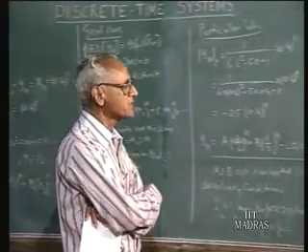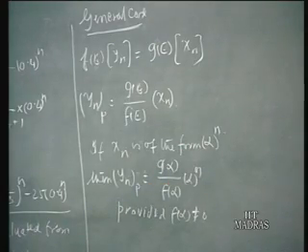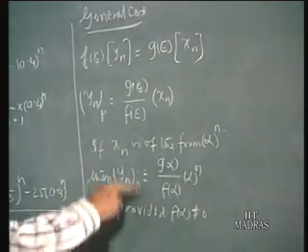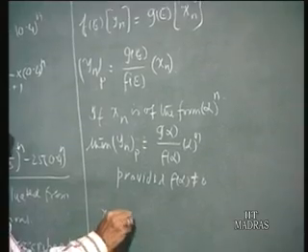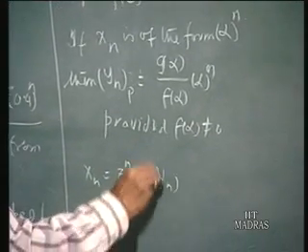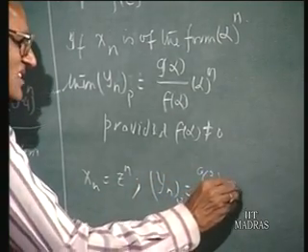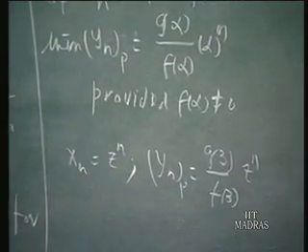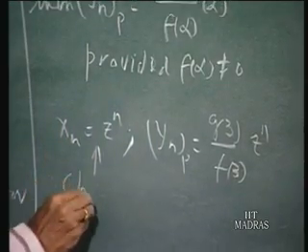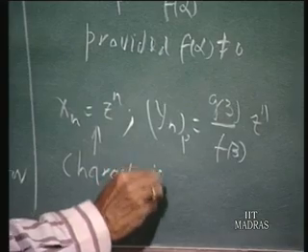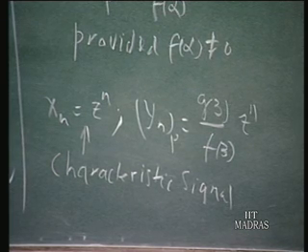However, one thing you would like to see is that if Xn is of the form alpha to the n, Yn particular is G(alpha) by F(alpha) times alpha to the n. That means the particular integral solution, as far as its dependence on the independent variable n is concerned, is of the same form as Xn. That means if Xn is z to the power of n, then Yn, the particular integral solution, is equal to G(z) over F(z) times z to the power of n. So both of them have essentially the same dependence on n. This is a characteristic signal of the discrete time system, something which we have already talked about.